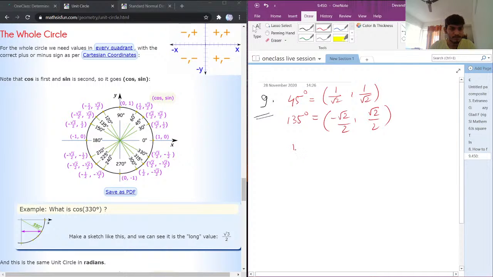Then we will take 225 degrees. For 225 both of them are negative: negative root 2 by 2 comma negative root 2 by 2. And for 315 degrees, the first one is positive and the second one is negative.